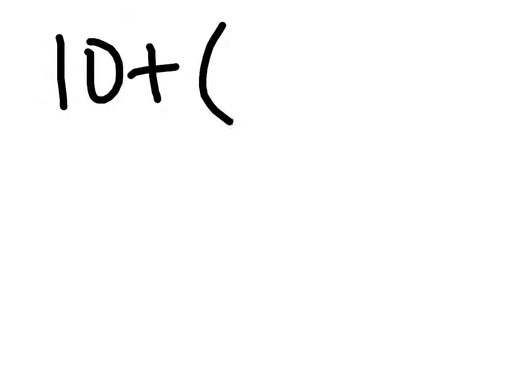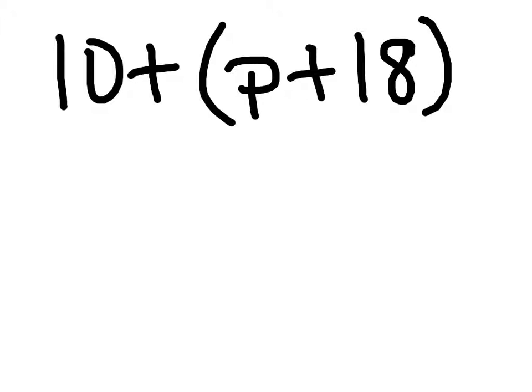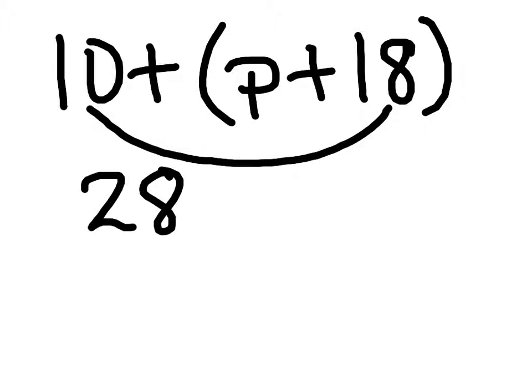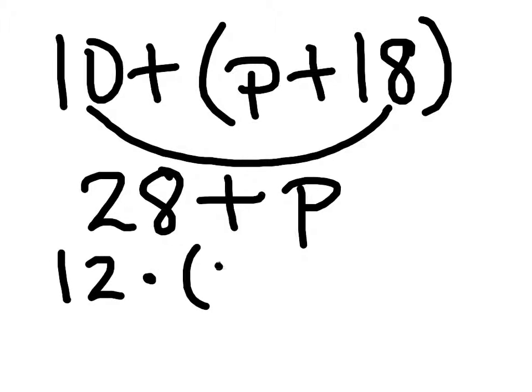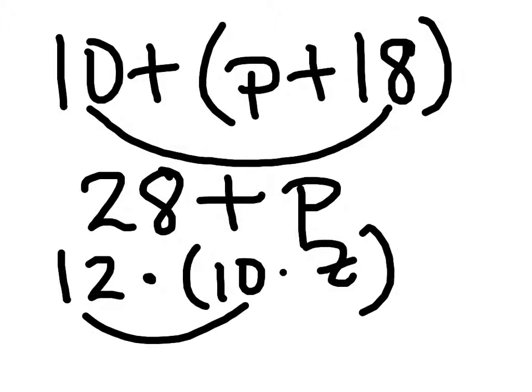Let's try another one. We would have 10 plus (p plus 18). We can choose to combine that 18 and 10 because we can jump around and use the associative property in addition, so we'd have 28. And what do we have left over? The plus p. Or we could do 12 times 10 times z. Well, we can do the 12 times 10 and have 120z.